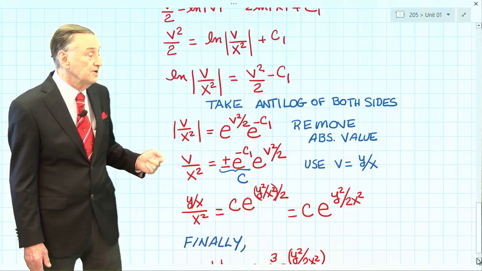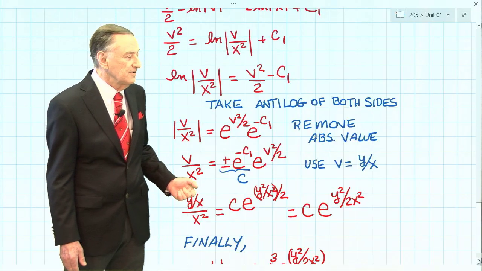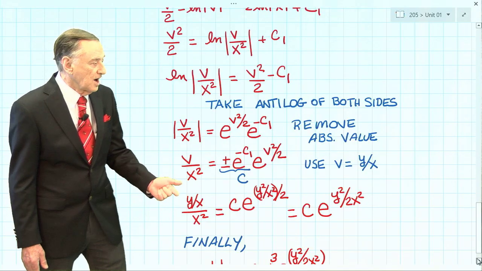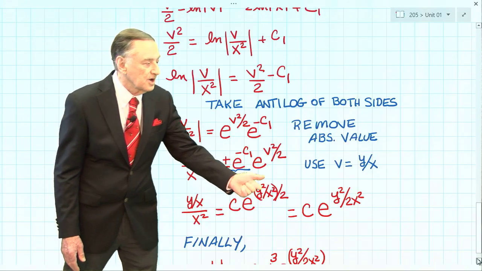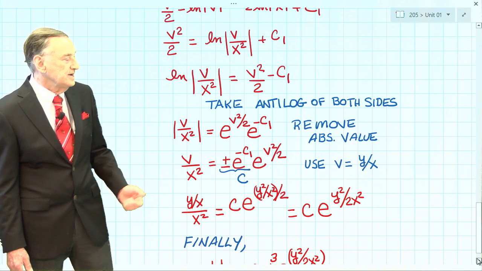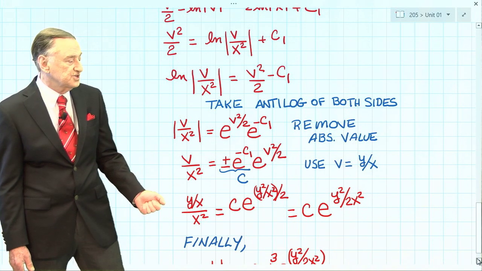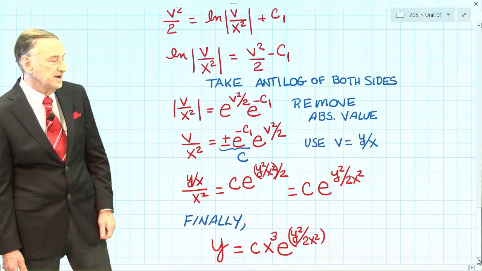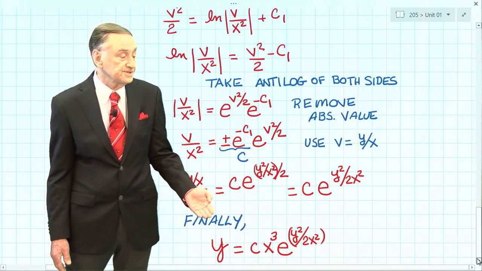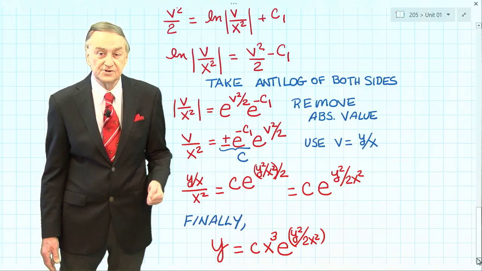Now replace v with y over x in both of these spots, and we have the form that you see right here. y over x squared is equal to a constant e to the y squared over 2x squared. Then if this is y over x squared, it's really y over x cubed. If we multiply both sides by x cubed, we get our final result here of y is equal to a constant times x cubed times e to the y squared over 2x squared.